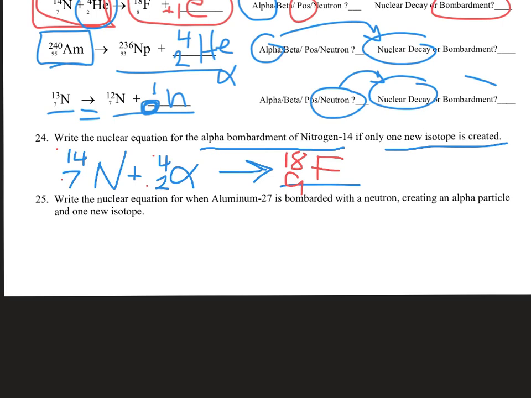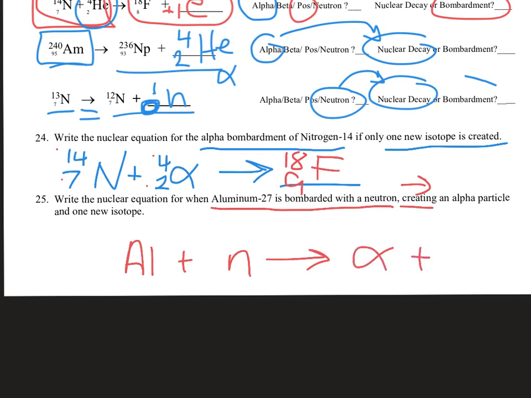All right. Number 25, let's finish strong. Aluminum-27 is bombarded with a neutron. Okay, so aluminum is going to be bombarded with a neutron, so it's going to be hit by a neutron. It says it then is going to create, to me is like an arrow, an alpha particle, and one new isotope. So it looks like an alpha particle is going to be created and one new thing. Now that I have the skeleton outline, I'm going to start plugging in some info. It says aluminum-27 in the words, so that must be the mass number. I know aluminum on the periodic table, if I check, is element 13.